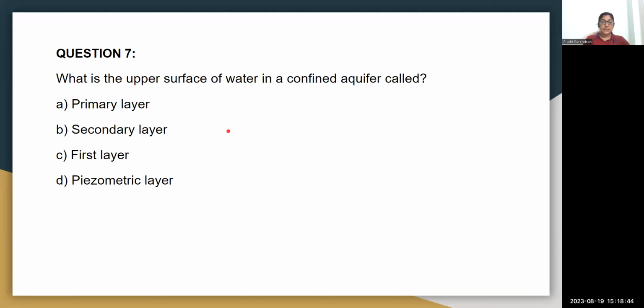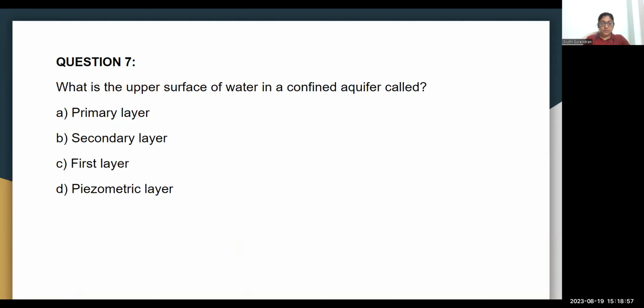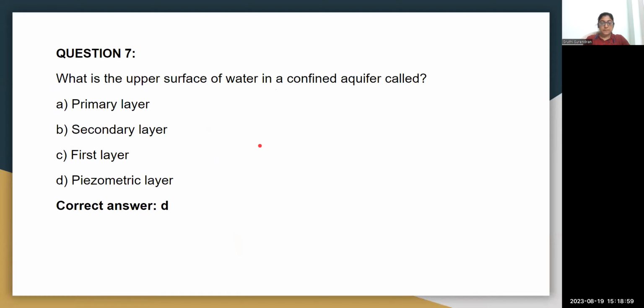Seventh question. What is the upper surface of water in a confined aquifer called? Is it called the primary layer, secondary layer, first layer, or piezometric layer? We just learned about the potentiometric surface and piezometric surface and how it is found, and what that surface is called in a confined aquifer. Like I said, the potentiometric surface is the imaginary line representing the water level in the confined aquifer.